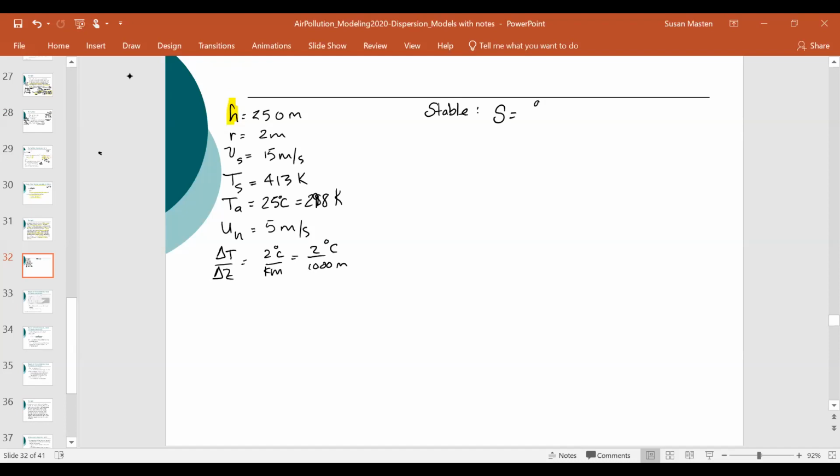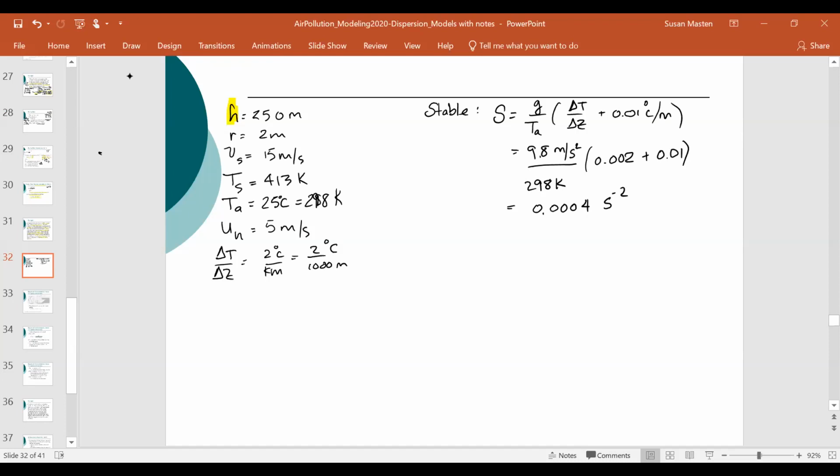So for stable conditions, S is equal to G over T sub A times delta T over delta Z plus 0.01 degrees C per meter. So this is 9.8 meters per second squared over 298 Kelvin times 0.002 plus 0.01, and that is equal to 0.0004 inverse seconds squared.